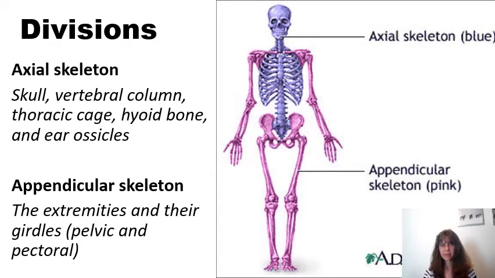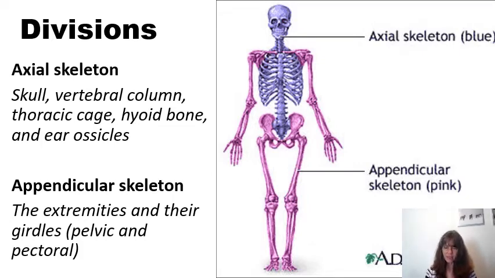The skeleton can be broken down or divided into two main portions. The axial skeleton is everything along the axial axis, where we have the skull, the vertebral column, the thoracic cage, which includes the sternum, the hyoid bone, which is a little bone up here in front of the cervical vertebrae, and tiny little bones in the ears referred to as ossicles.